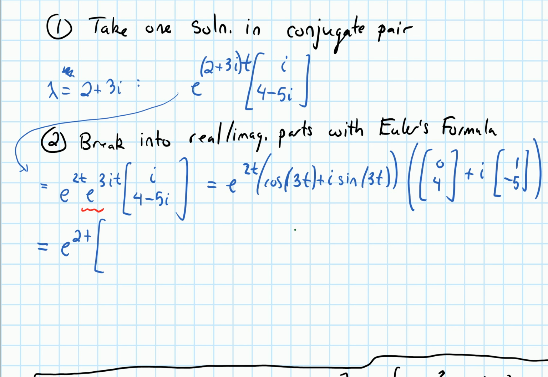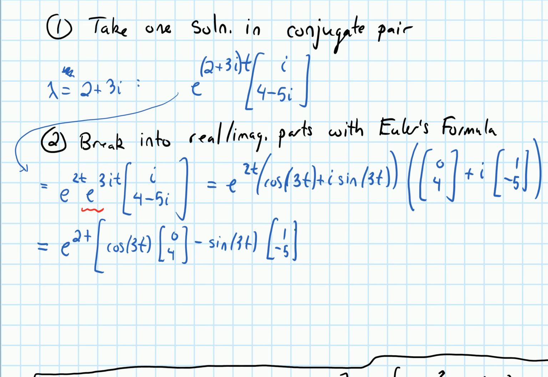If I distribute this, we get cosine of 3t times the vector 0, 4. I'm going to write everything that's real first. The other real term we get is by multiplying the I sine term with this I vector term. I times I gives us negative 1, so I can just write negative sine of 3t times the vector 1, negative 5. Those are the terms that contribute real values.